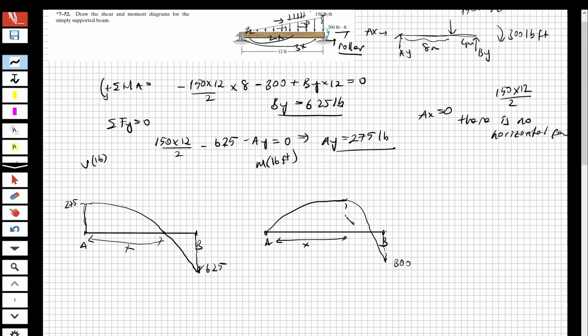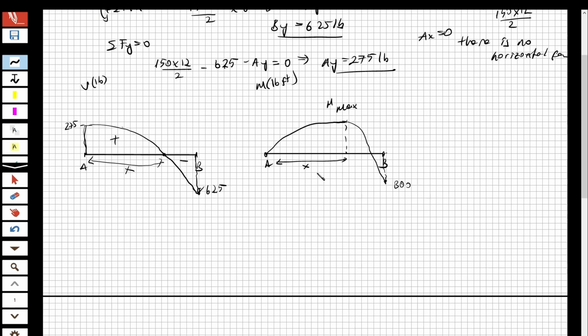Okay, so now we are going to determine this maximum moment, the point where the local minimum and maximum and the shear change. This is positive, this is negative. Okay, so let's try to find it.